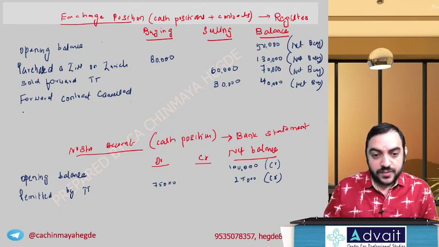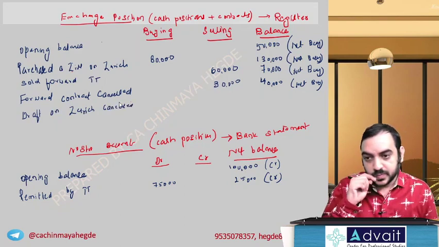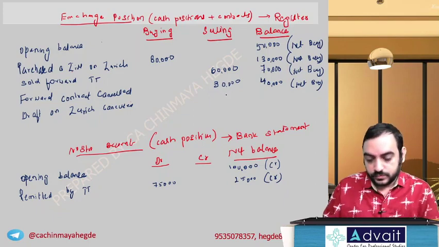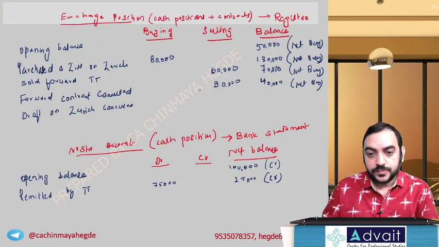Draft on Zurich cancelled. 30,000 will come in the buying section.